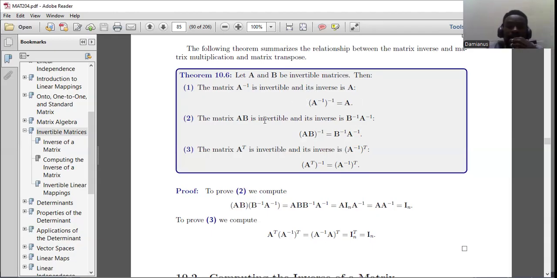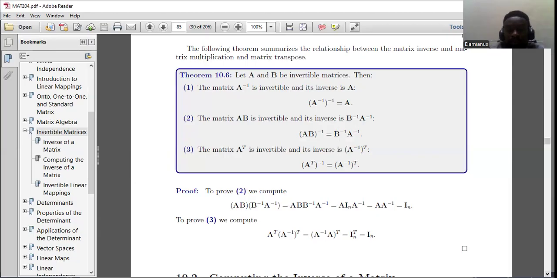And then the matrix AB is invertible, and its inverse is B inverse times A inverse. So what we're saying is the inverse of AB is B inverse A inverse. And the last one: the matrix A transpose is invertible and its inverse is the transpose of the inverse of A.